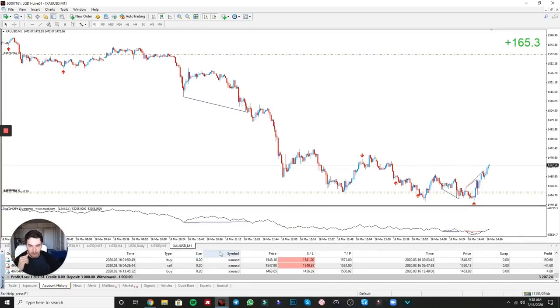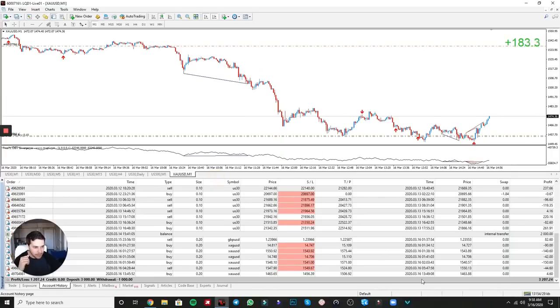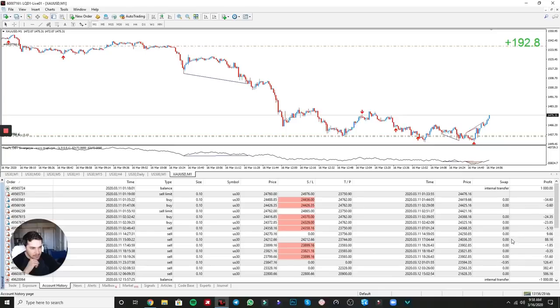So actually, before this trade, I had a pretty bad day. Look at this, it was all red. I put an extra 2K in and then I kept losing. But let me take you back to the beginning.